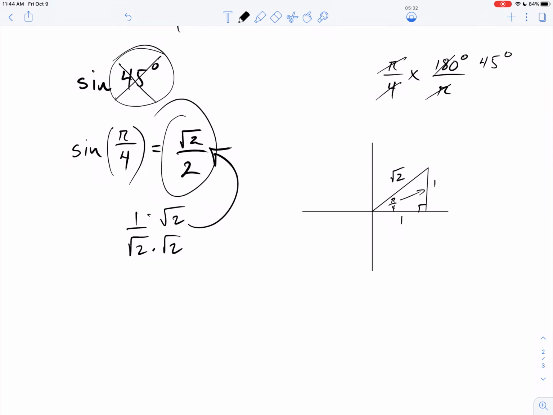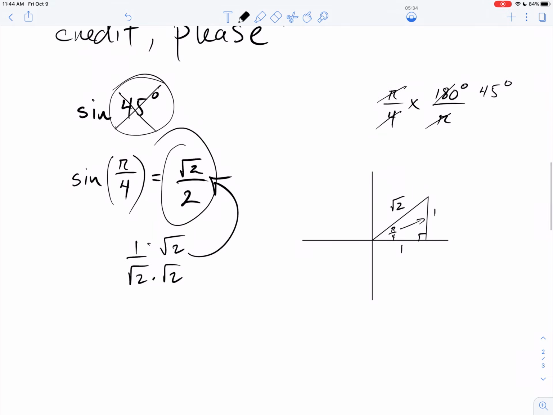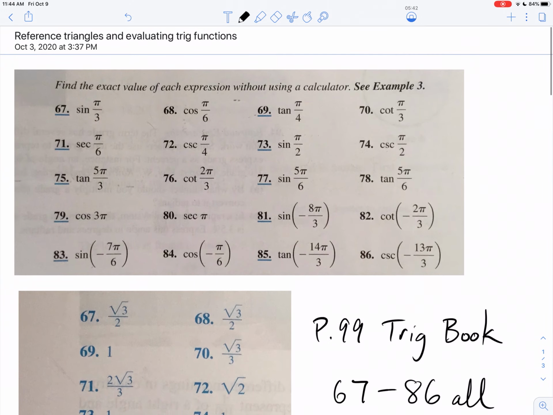If I had punched sine of 45 in on my calculator, I'd get an ugly decimal. Well, that's because it's based on this ugly number. But the thing is, they want exact values. Whenever they say exact value, it means you better not give me a decimal.